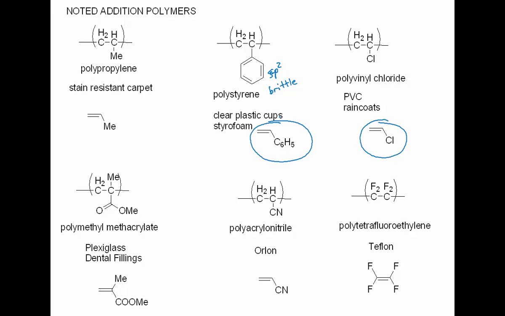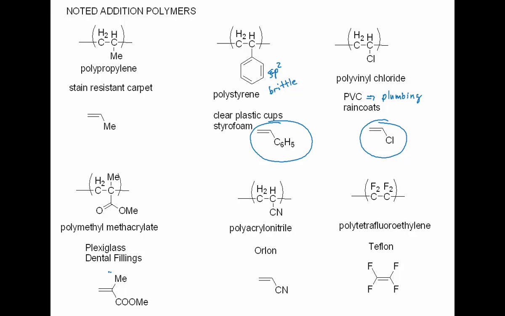Okay, and you polymerize vinyl chloride and you get polyvinyl chloride, and this is of course the material that's used in a lot of plumbing and raincoats and various other plastic materials. I think siding for your house is also made of polyvinyl chloride.